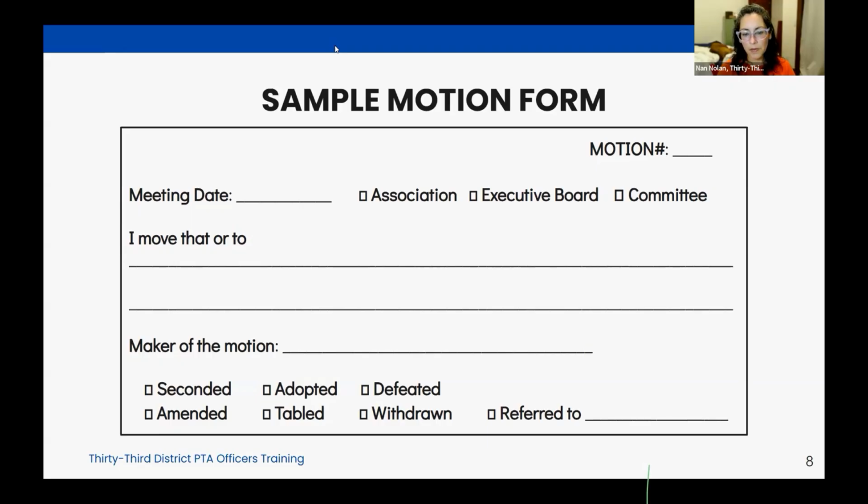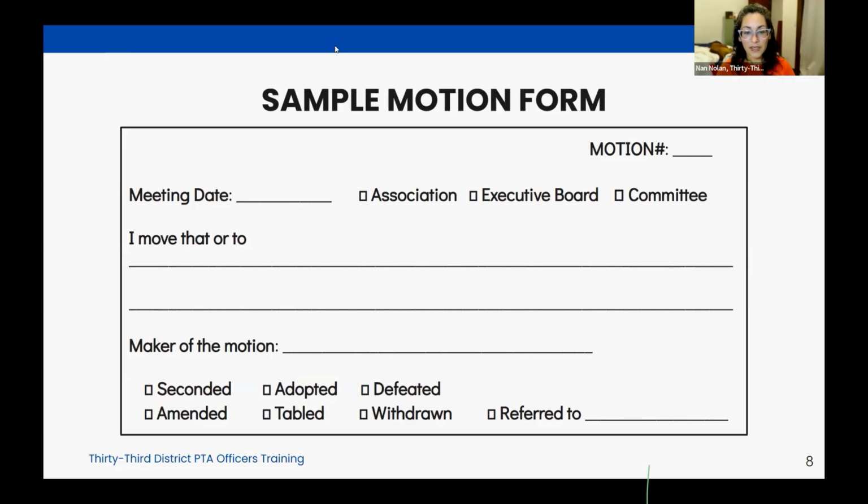What happens to these motion slips? Should they be kept somewhere, or do they get discarded? What do you recommend secretaries do? What I do is I keep the paper motion slips for the whole year in case there's any question. And then at the end of the term, I shred them.